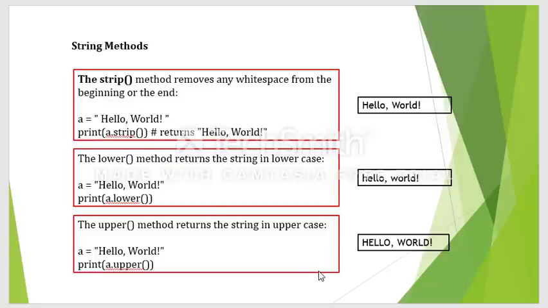Okay, next, we have learned about the concept called strings earlier, how the strings will be declared and how the strings can be utilized. But there are some more different functions that we can apply on the strings, which are covered under the string methods. We'll try to learn about the string methods. So there is a method called strip. The strip method will remove any white spaces from the beginning or the end.